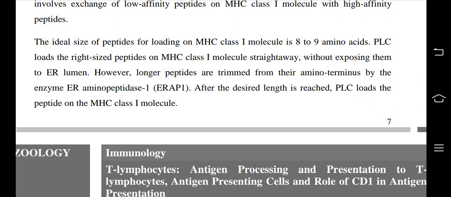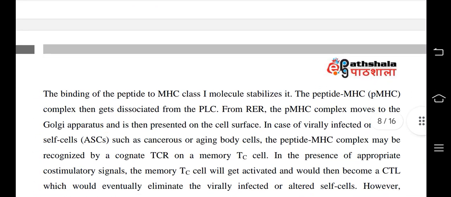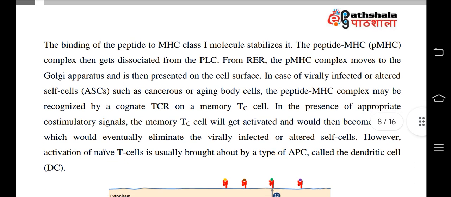The ideal size of peptides for loading on class 1 MHC molecules is 8 to 9 amino acids. PLC loads the right-sized peptides on MHC class 1 molecules straight away without exposing them to the ER lumen. However, longer peptides are trimmed from their amino terminus by the enzyme ER aminopeptidase 1, ERAP1. After the desired length is reached, PLC loads the peptide on the MHC class 1 molecule. The binding of the peptide to the MHC class 1 molecule stabilizes it. The peptide-MHC, pMHC, complex then gets dissociated from the PLC.